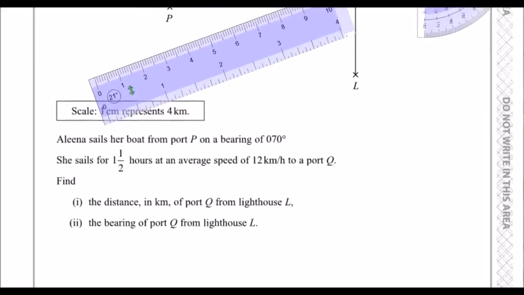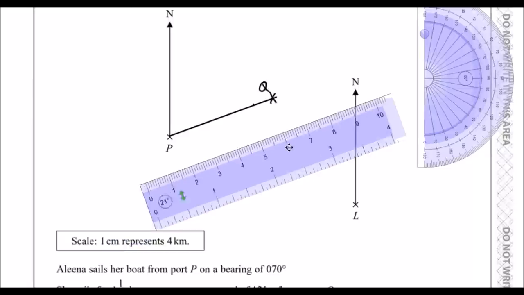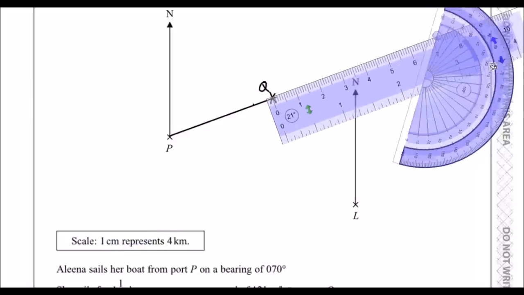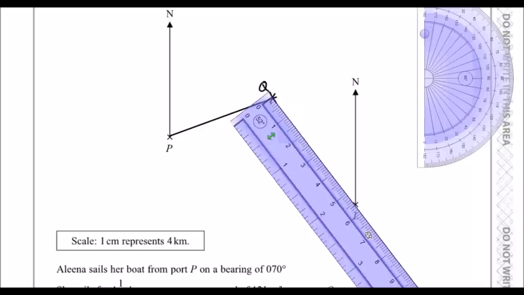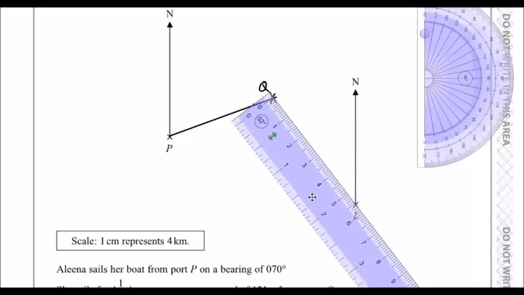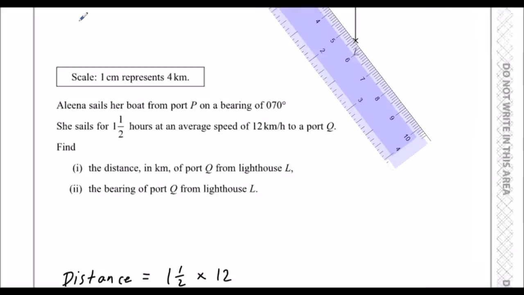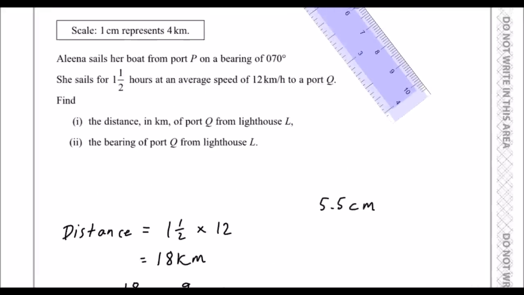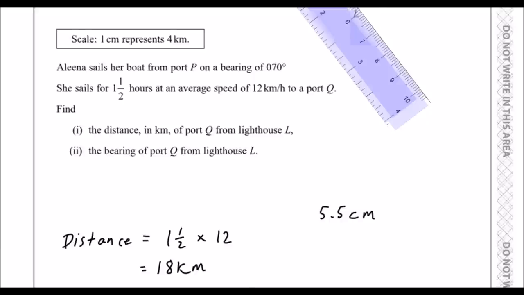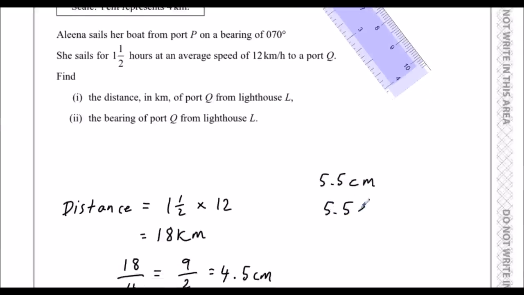The question said, what's the distance from Q to L? So again, with the ruler, from the point Q to L, we have 5.5 centimeters. And 1 centimeter is 4 kilometers. So 5.5 times 4. Double 5.5 will be 11. Double it again. That's 22. So it's 22 kilometers.